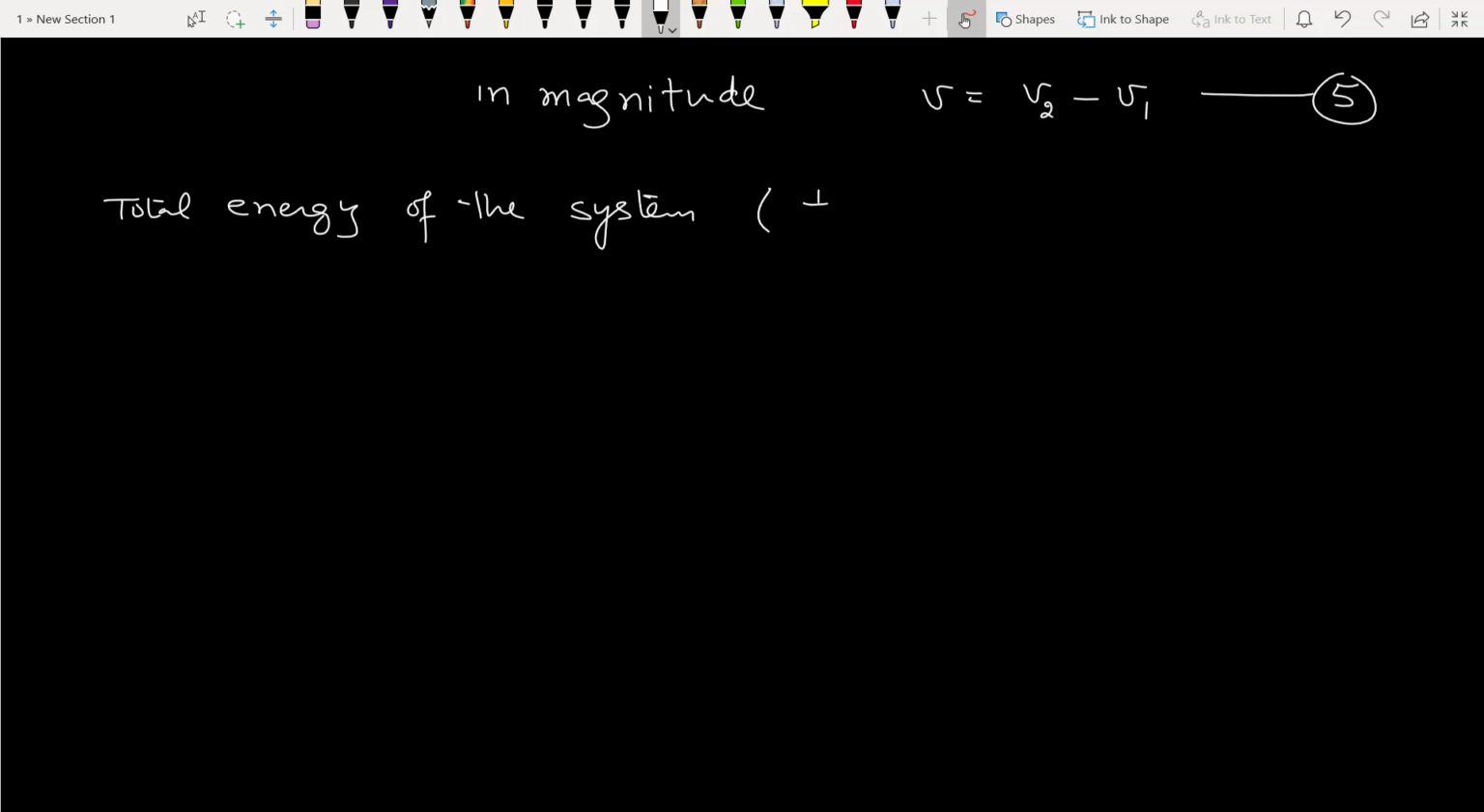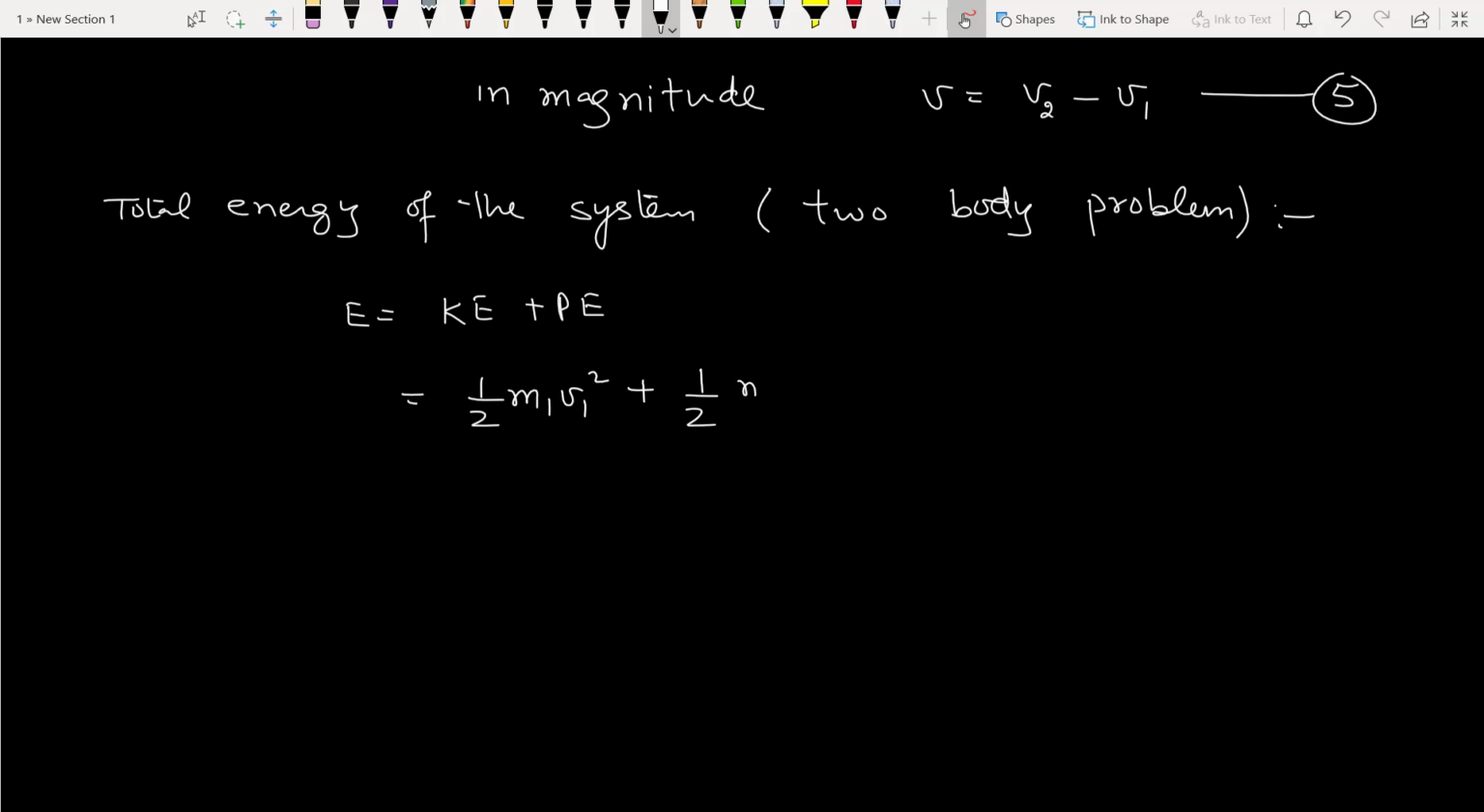in the two body problem. Initially we have a two body system. For that, the total initial energy is kinetic energy plus potential energy, as both the particles are moving with velocities v1 and v2 that we supposed. Their kinetic energy is half m1 v1 square plus half m2 v2 square. Potential energy, because both are masses, is minus G m1 m2 upon r.